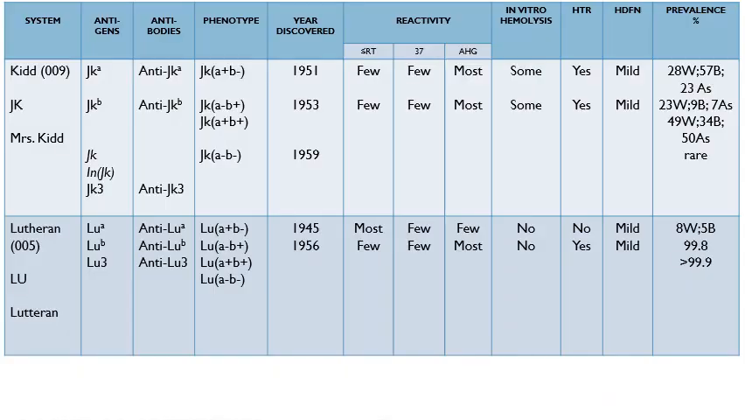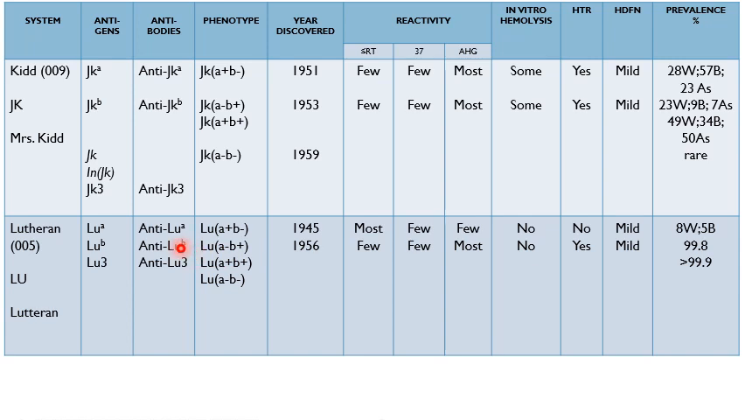The Lutheran blood group system. In the year 1945, anti-Lu-A was found in a patient with lupus erythematosus after transfusion. The antibody was named after the donor, Lutheran. It became Lutheran because the sample was mislabeled. In the year 1956, Cutbush and Chanarin described the anti-Lu-B.